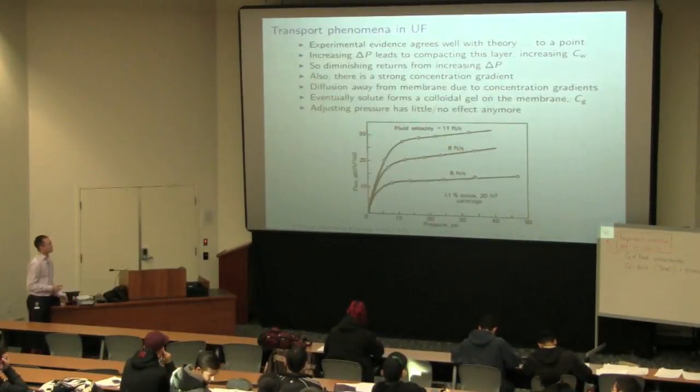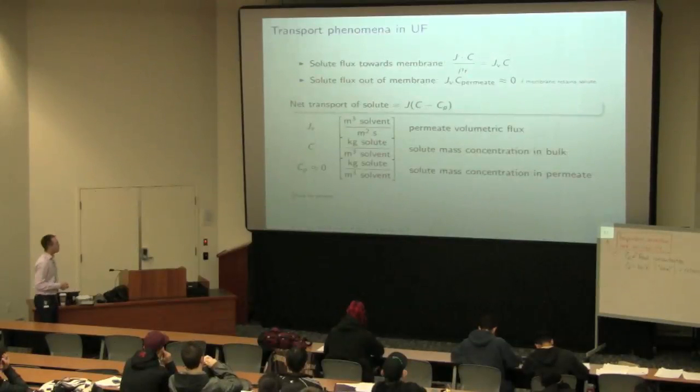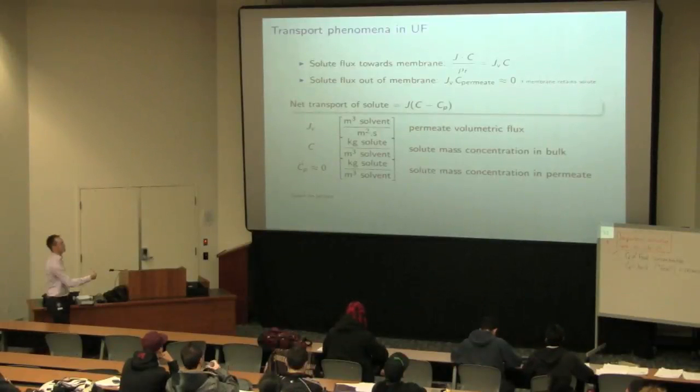So what does it break down to? I'll come back to these last two bullet points in a minute. Well, let's derive some equations here to see what's going on. Well, we've got our flux going towards our membrane. That's the J, which is the volumetric or the permeate flux. We multiply by the concentration going towards the membrane. That gets us our rate of solids going in the direction of the membrane.